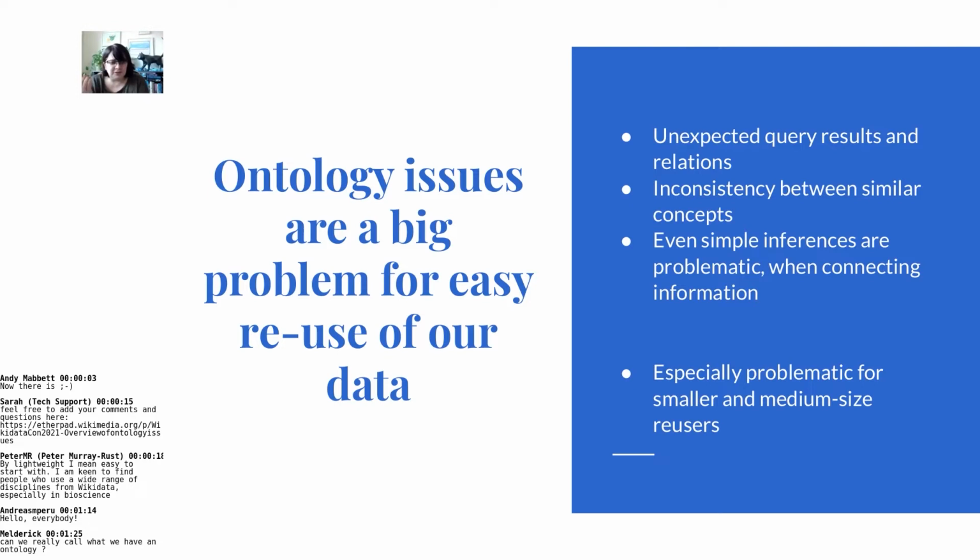There are inconsistencies between similar concepts that are differently modeled, for example, and sometimes even simple inference, so trying to deduce things like, if this person is the child of this other person, then their parent is probably the grandparent, and simple inferences like that can even have problems when our ontology has problems. And again, this is especially problematic for smaller and medium-sized reusers, because they don't have the time, energy, and resources to really figure this all out and work around some of the issues.